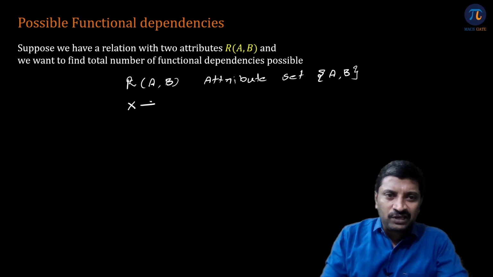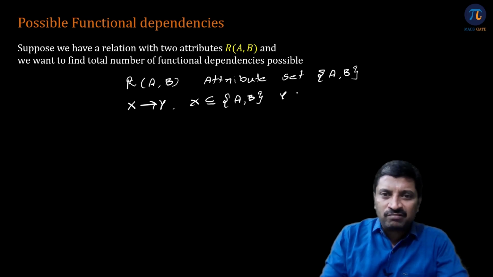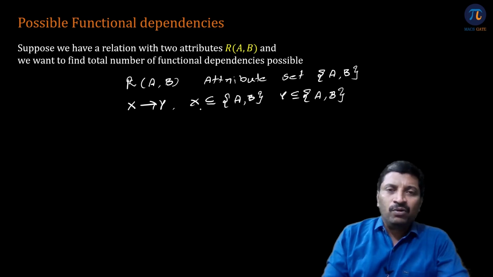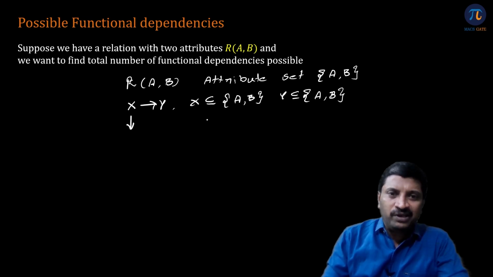Now, what is a functional dependency? Functional dependency is of the form X implies Y, where X is a subset of the attribute set. Similarly, Y is a subset of the attribute set. Okay. Now, what are the possible sets for X? The X can be any one of the subsets of the set A, B.